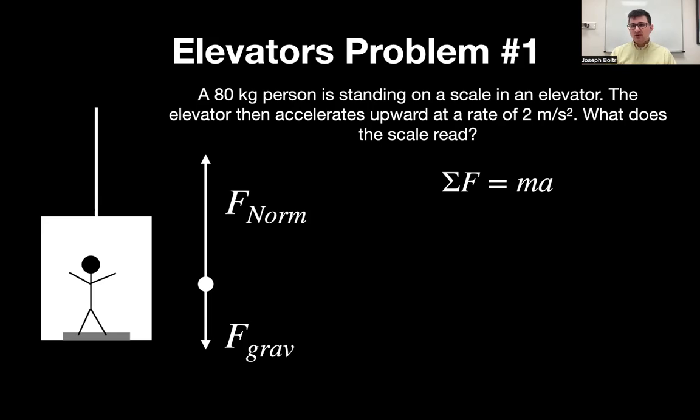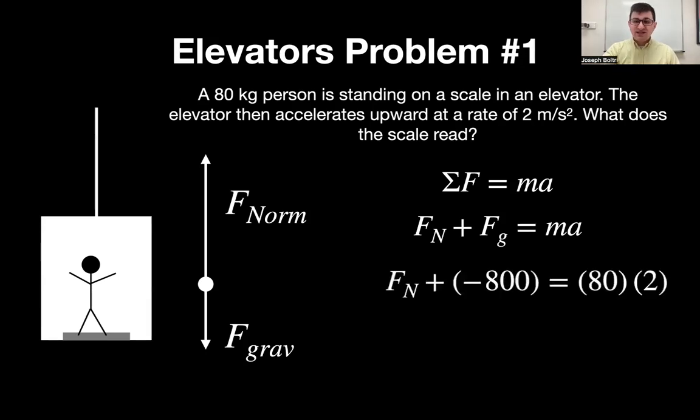So the net force in this situation is going to be the sum of all the forces. So that's going to be force normal plus force gravity is equal to mass times acceleration. The problem is asking for force normal, so that's what we're going to solve for. In the problem, we're given the mass, we're given the acceleration, so we can just plug those right in. And we have to remember the formula that force gravity is equal to -10 times the mass. And that gets us to this step.